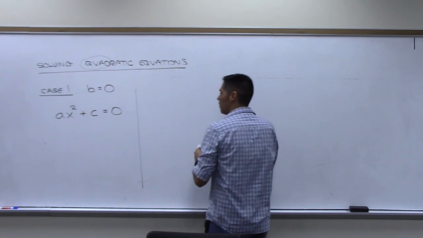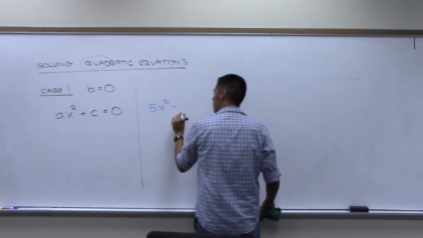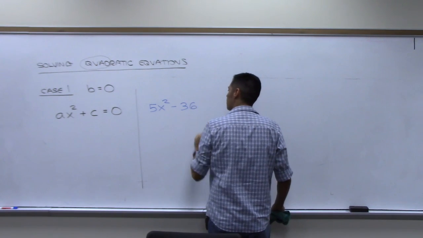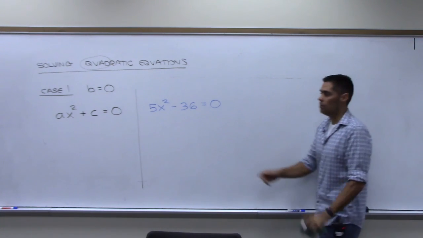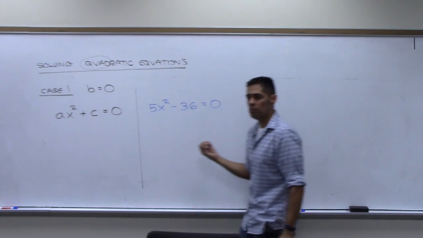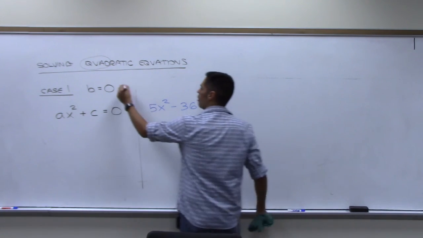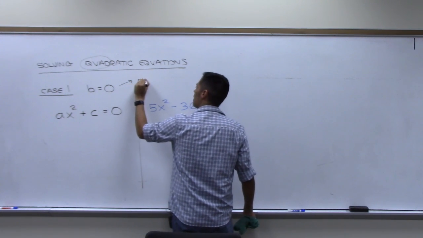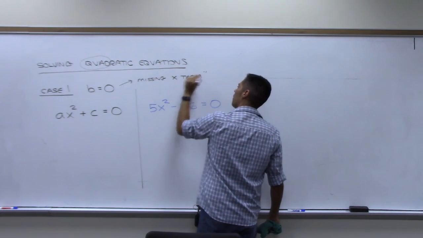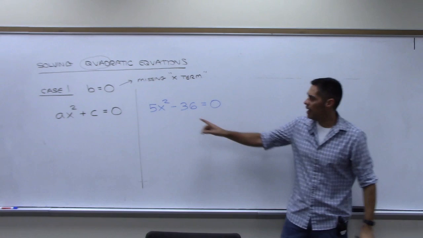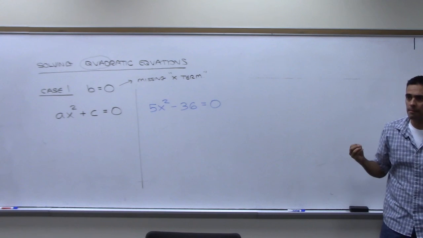Okay, as an example, let's say we had 5x squared minus 36 equals 0. That would be a quadratic equation, wouldn't it? Where your b is 0. Understand? So when we say b is 0, could you also just, so you remember, say that you're missing the x term? The x term is gone. You have an x squared term, but you do not have an x by itself. That's what it would mean to say b is 0.